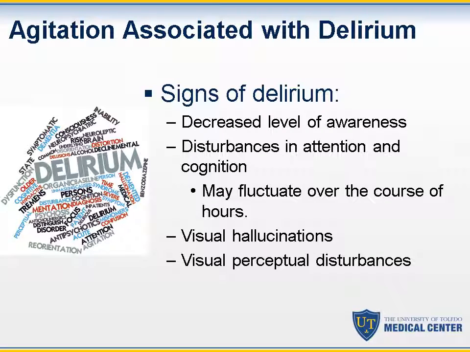If you have agitation associated with delirium, first we need to recognize the signs of delirium. So we have decreased level of awareness, disturbance in attention and cognition, and it can fluctuate over the course of hours. Visual hallucinations, visual perception disturbances. When we have these signs of delirium, it signals that there's an underlying medical disturbance affecting the brain function, or there's a rapid change in the established environment of the brain. So once delirium is identified, the cause needs to be identified as soon as possible and corrected.